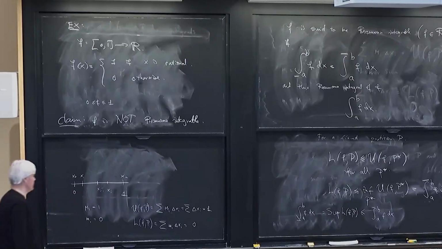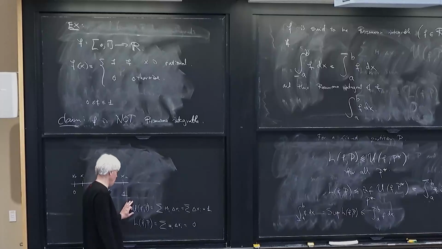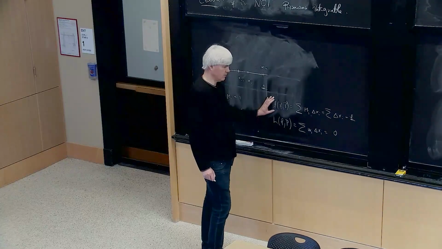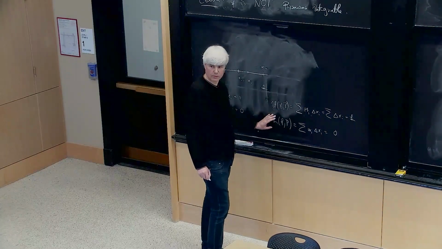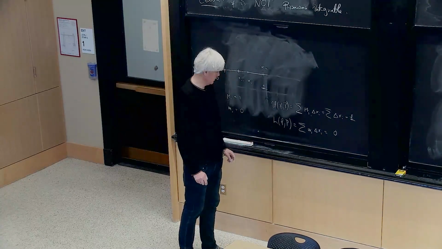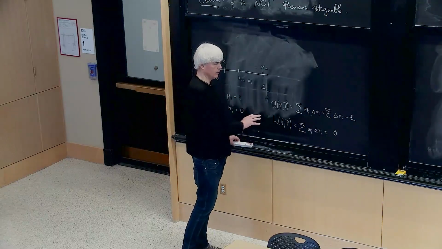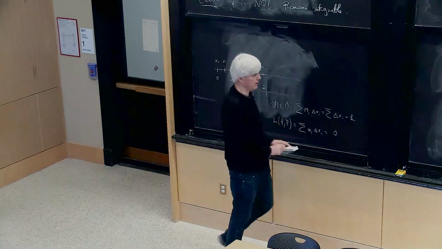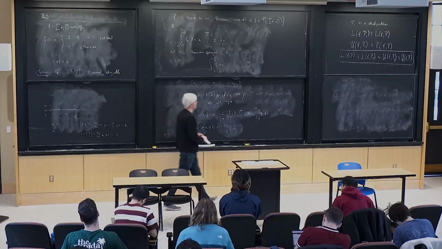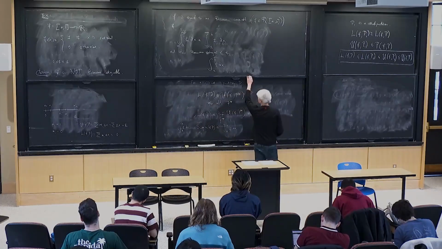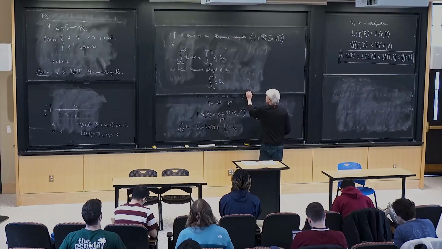So you see that this is for all partitions. So this means that if you take the infimum of the upper sums, you still get 1. And if you take the sup of the lower sums, you still get 0. So those two numbers are not the same. The lower and the upper Riemann integrals are not the same. So the function is not Riemann integrable.